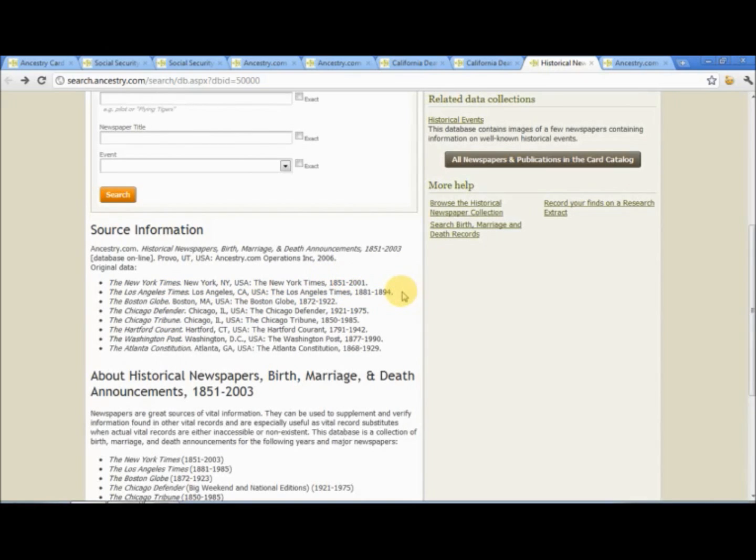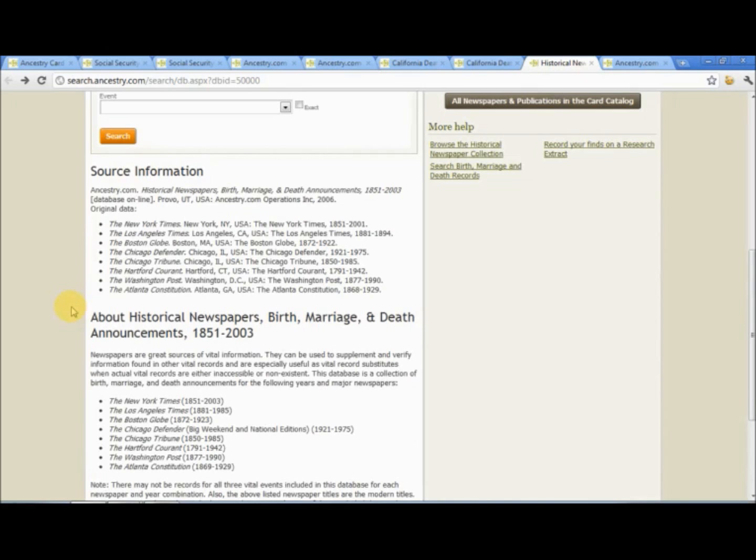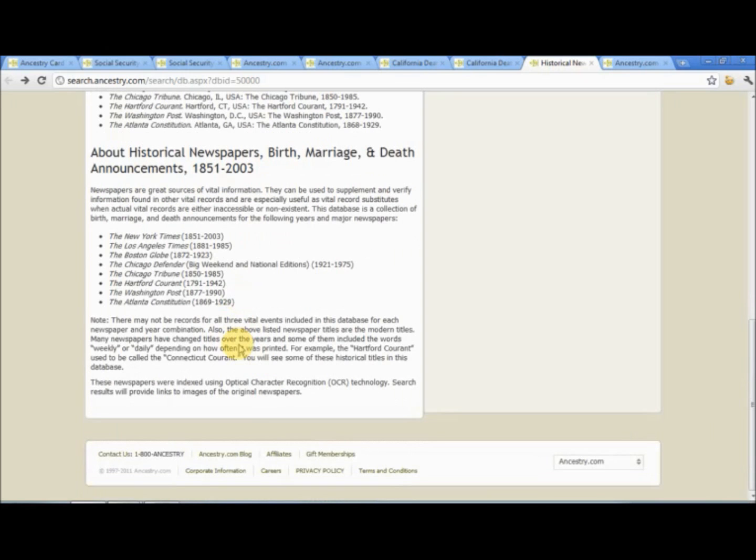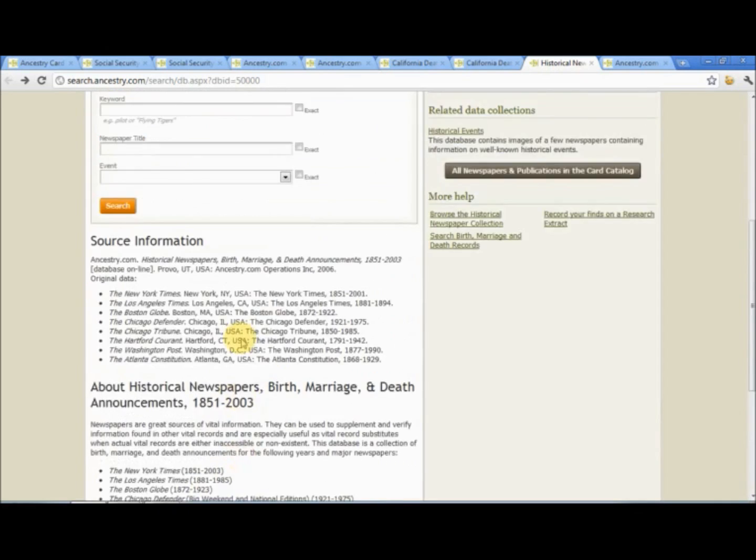Now again, in my case, my family has been in Los Angeles for a really long time, and so there's some information there that I might be interested in. If you scroll down, you'll find some additional information about what kinds of records, how and when newspapers came out, how often they came out, if they came out weekly or daily, if the name of the newspaper changed over time. All of that kind of information is going to be there in that database description.